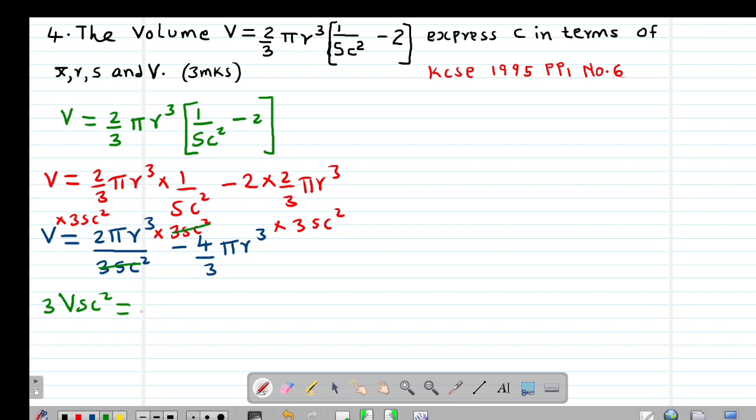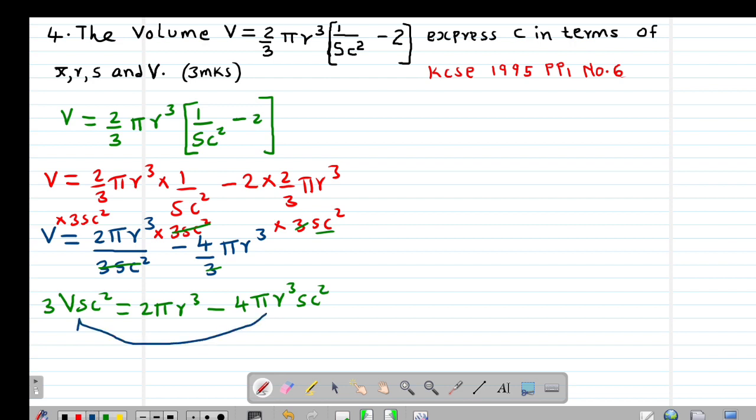3sc squared is going to cancel with 3sc squared, so that I remain with 2 pi r cubed, then of course minus, the 3 and 3 are going to cancel out, so that we remain with 4 pi r cubed, then of course we still have sc squared on this side. Since they want us to make c the subject of the formula, I'm going to ensure that the term having c remains alone and it is positive.